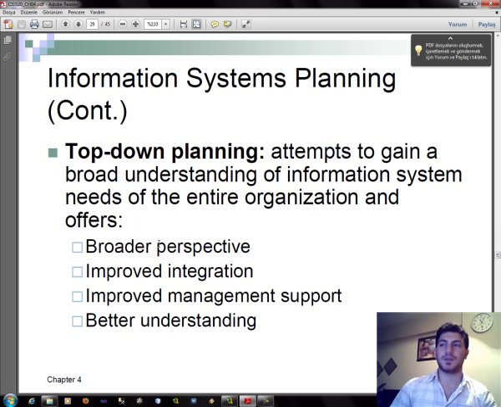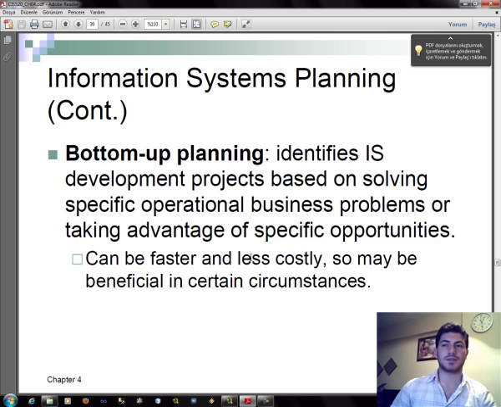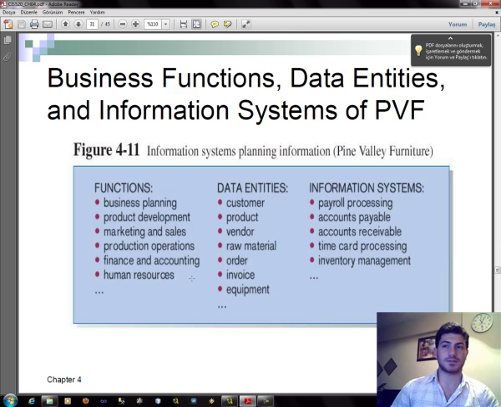Now, top-down planning attempts to gain a broad understanding of information system needs of the entire organization. It offers a broader perspective, improved integration, improved management support, and better understanding. Now, bottom-up planning identifies IS development projects based on solving specific operational business problems or taking advantage of specific opportunities. It can be faster and less costly, so it may be beneficial in certain circumstances. Now here's a figure on this topic, you can also see and read.